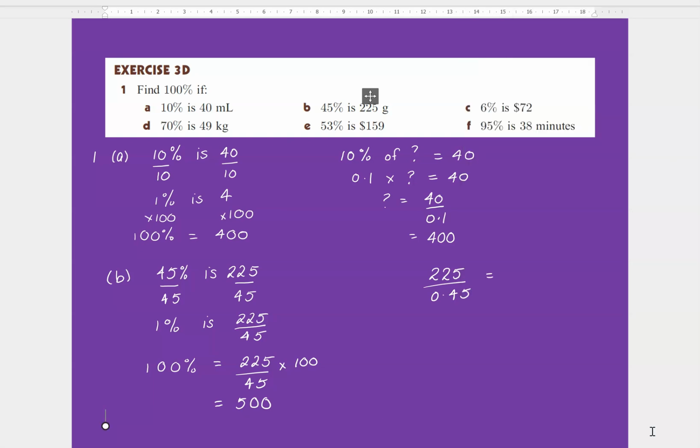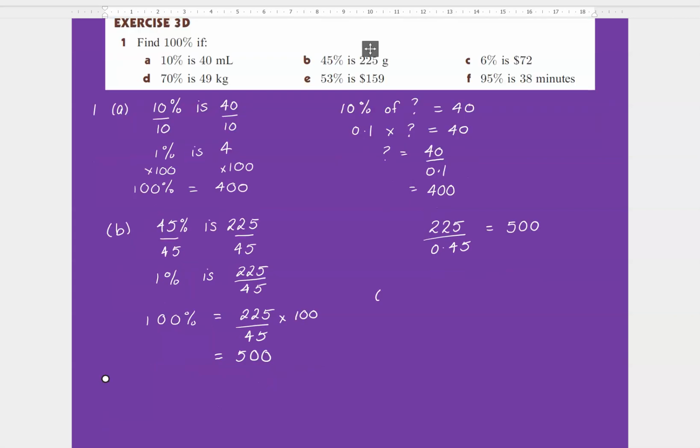You still get 500, but I guess some people, they just sort of forget. When do you times, when do you divide? This changing it to 1% seems to work nicely for them. We might as well just do one more.